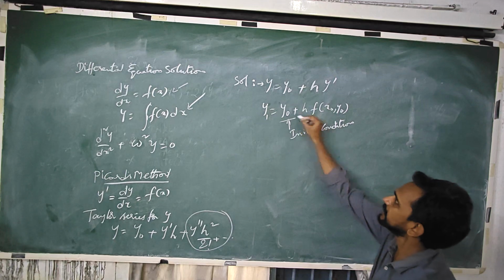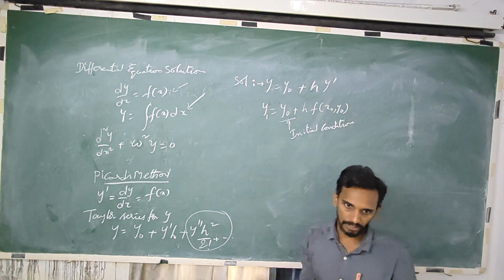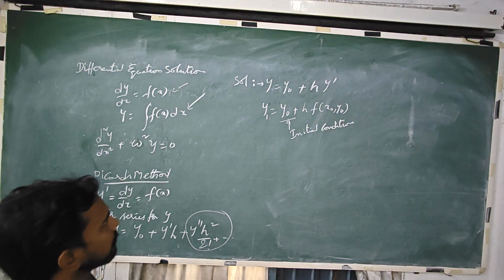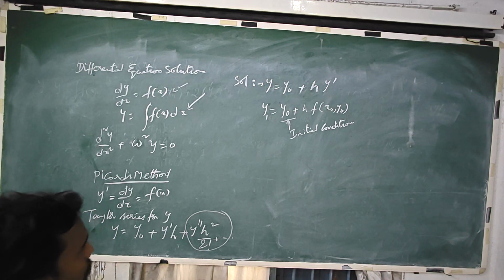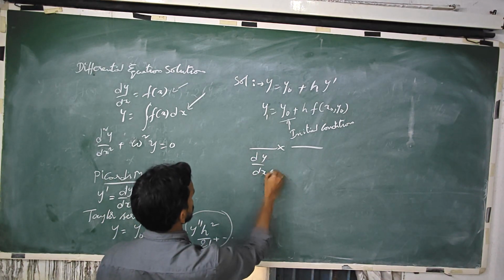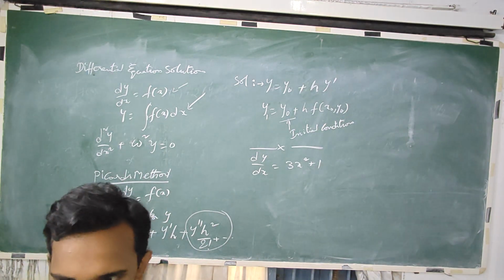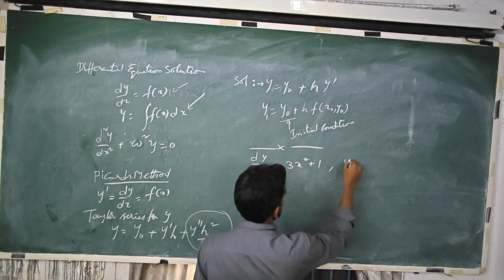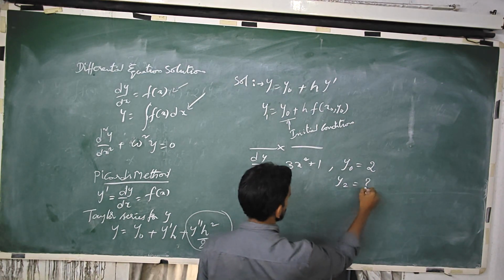So we need to have an initial condition, and once you start substituting that initial condition, you can predict the future of the function. How the function evolves can be predicted. So I'm starting with, let's say, an equation: dy by dx is 3x square plus 1, and initial value y0 is equal to 2. What is y at 2 is the question.